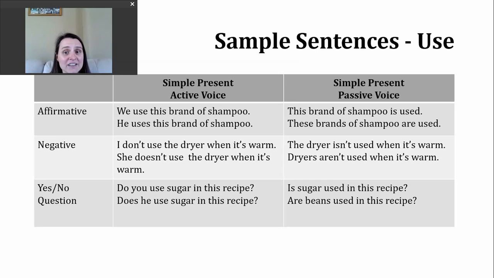If we want to make the negative, we're going to add not right after the be verb. The dryer isn't used when it's warm. Or, if our object is plural, like in the next sentence, we'll use are not. Dryers aren't used when it's warm.